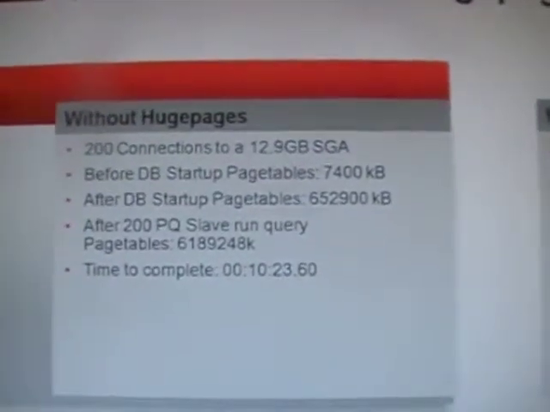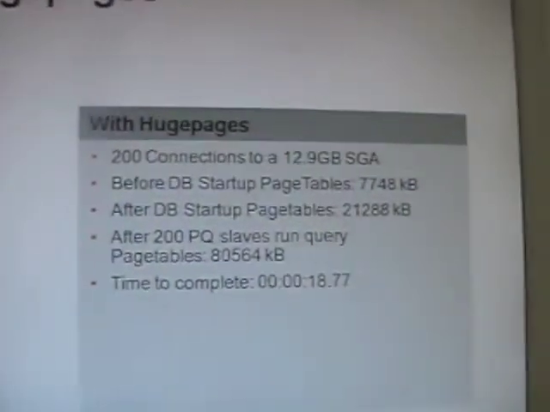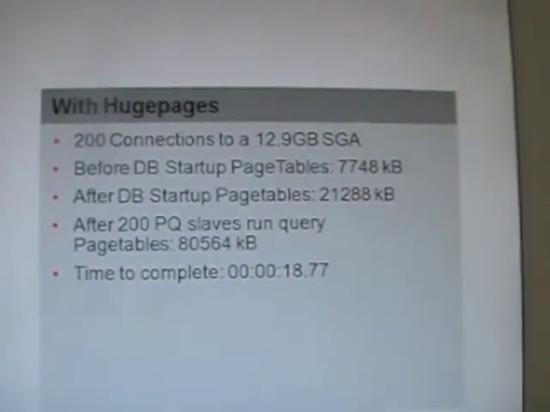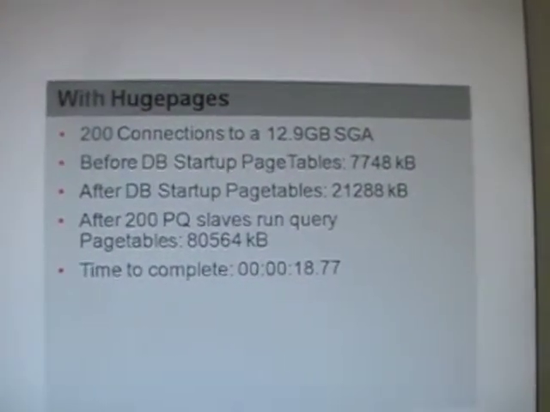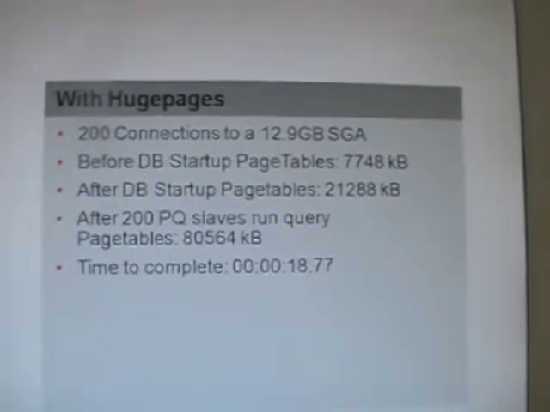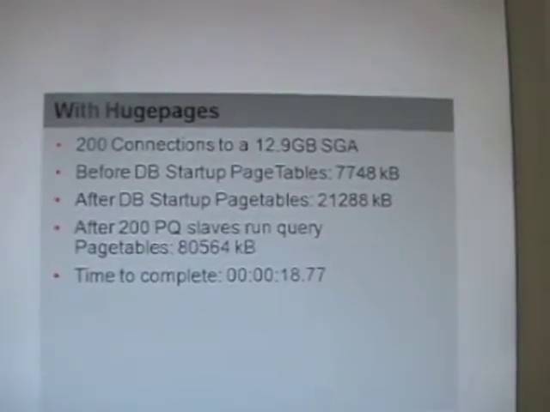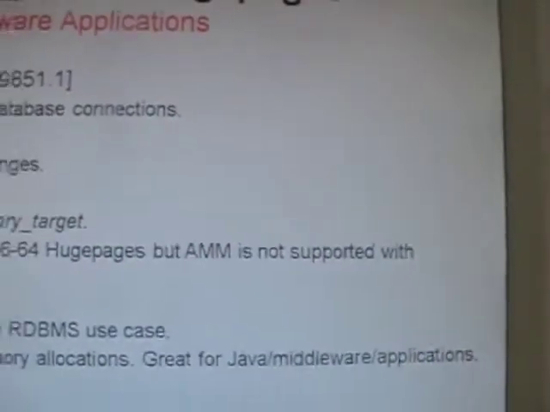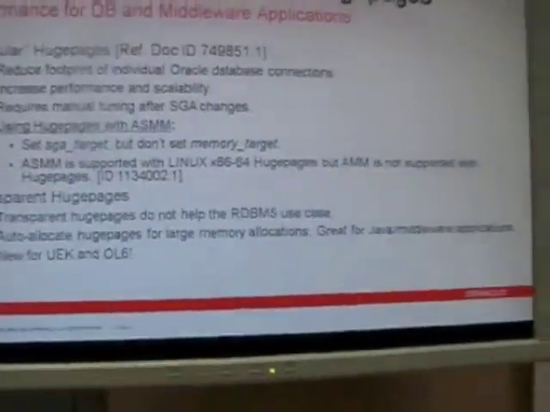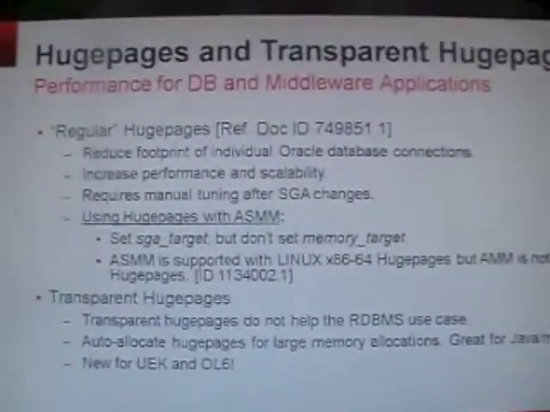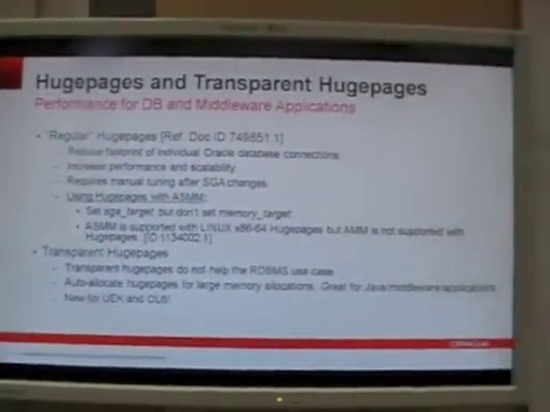So this is a before and after shot? Yeah, so that's just a little test that we did with 200 connections on a 13 gig SGA, a relatively small one, kind of a slow box. But without Hugepages, it was taking 10 minutes to do the full table scan, and with Hugepages, it was taking less than 20 seconds. So it really does make a big difference.